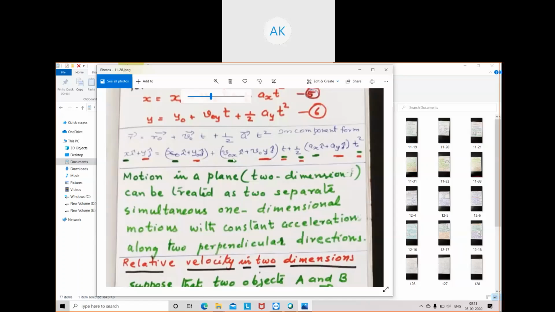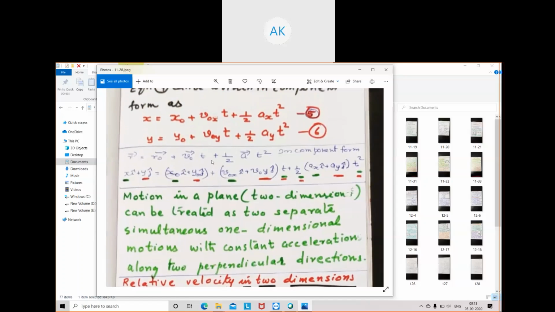V0 is expressed in component form: V0x i cap plus V0y j cap. Similarly, A is also written in component form: Ax i cap plus Ay j cap, into t square. Then its components are written.